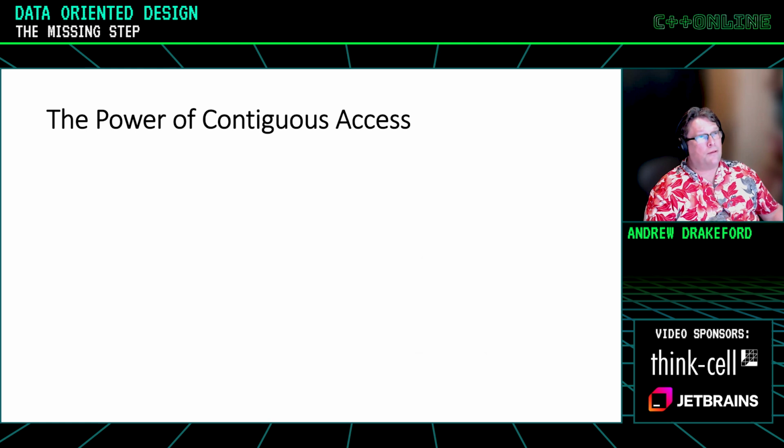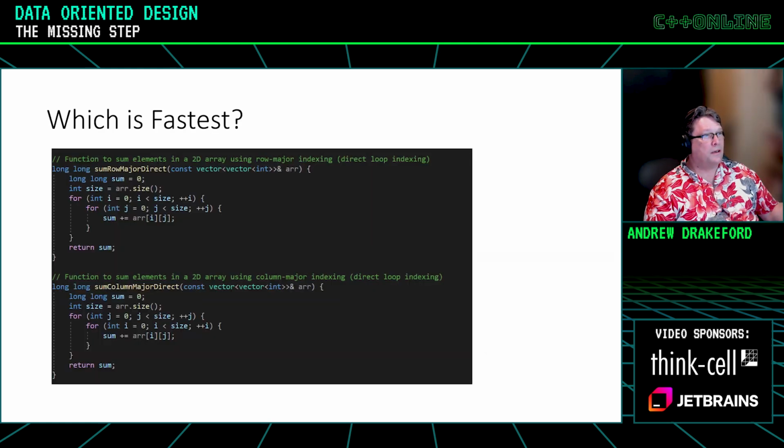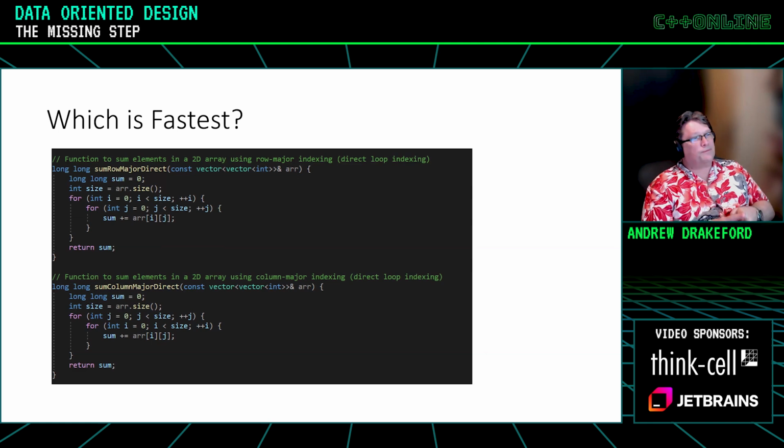Next we come to the power of contiguous access, which is very similar. This is a bit of a meme sometimes, this type of function. We have two loops processing a vector of vectors, or it could be a square matrix. The top one is going row major, and the bottom one going column major. We're adding all the elements into sum and returning the value. One of these functions is massively faster than the other. From a logical perspective, you wouldn't think it made any difference, but actually it makes a huge difference.